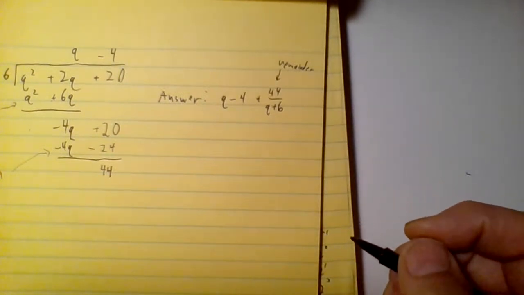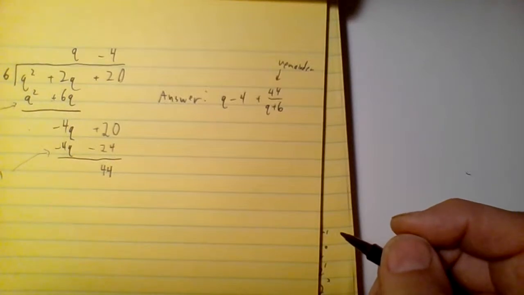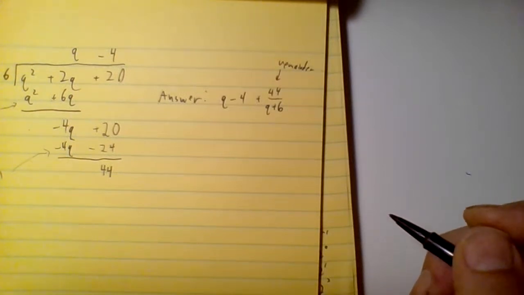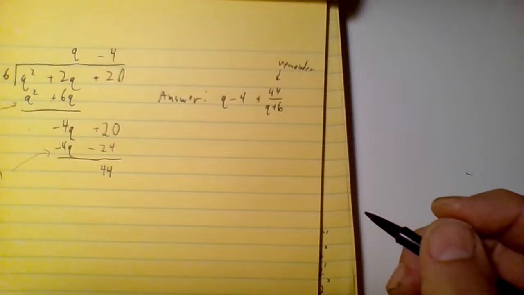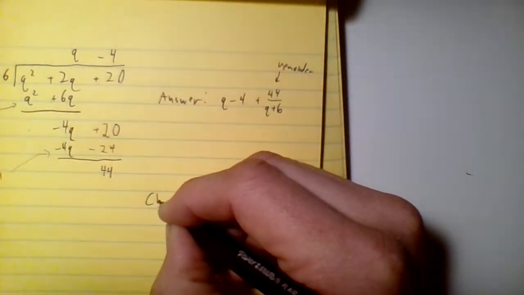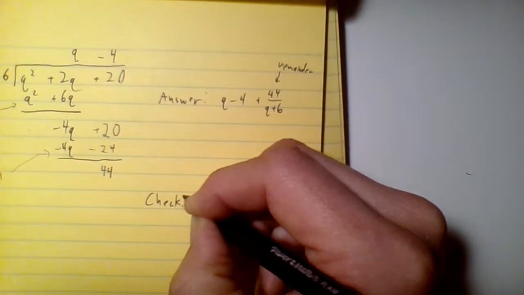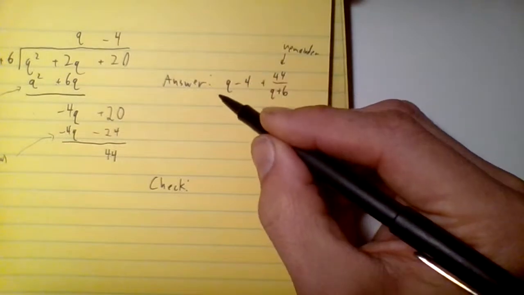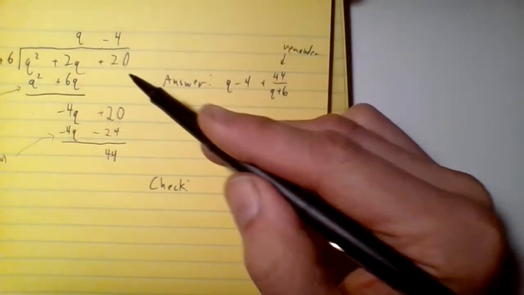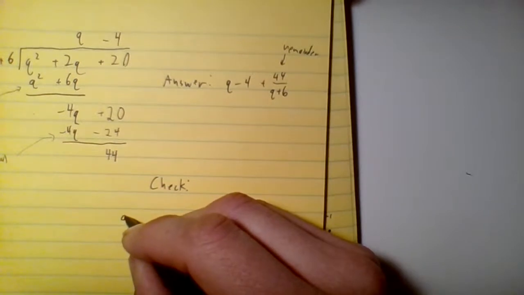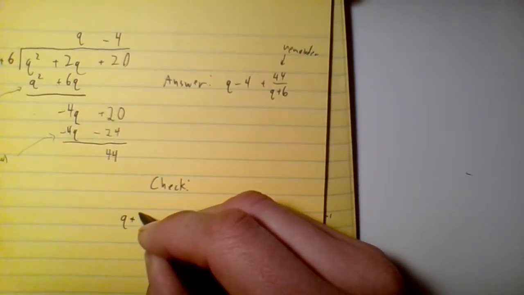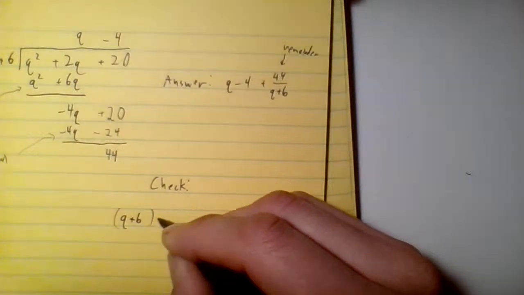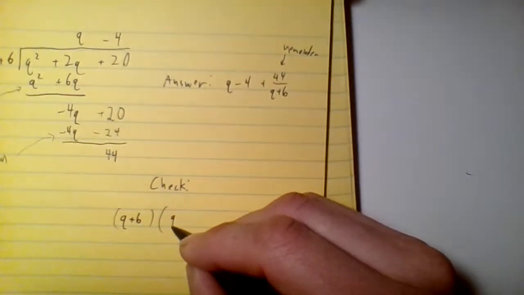And I'm going to go through the check on this because I want you to compare what happens to this multiplication. We're trying to answer a division problem, so multiplication should check the answer. I'm going to write through a check on this because I want you to see how this works out. To check that, we're saying that this answer, when we multiply it by q plus 6, is going to give us this big thing here. So I'm going to work out that multiplication problem. Q plus 6 times that whole answer.